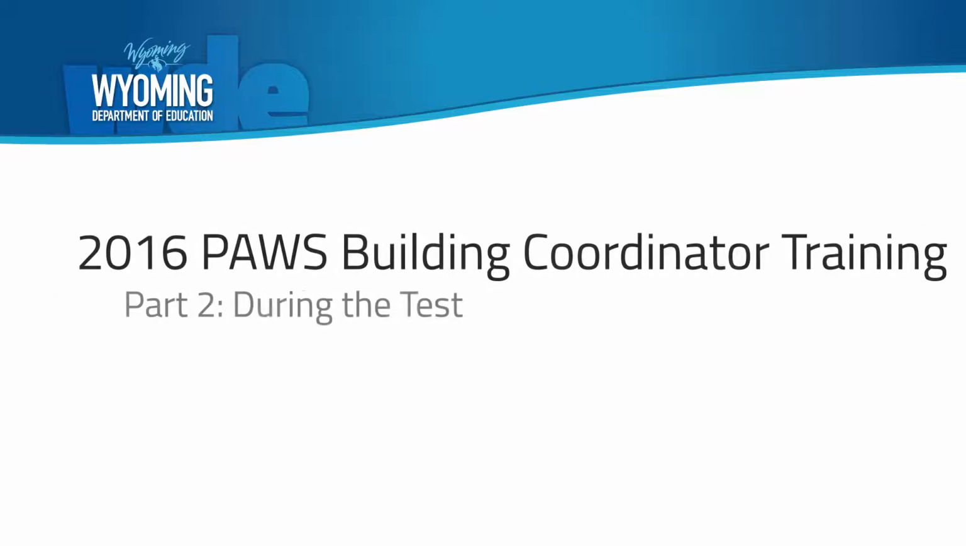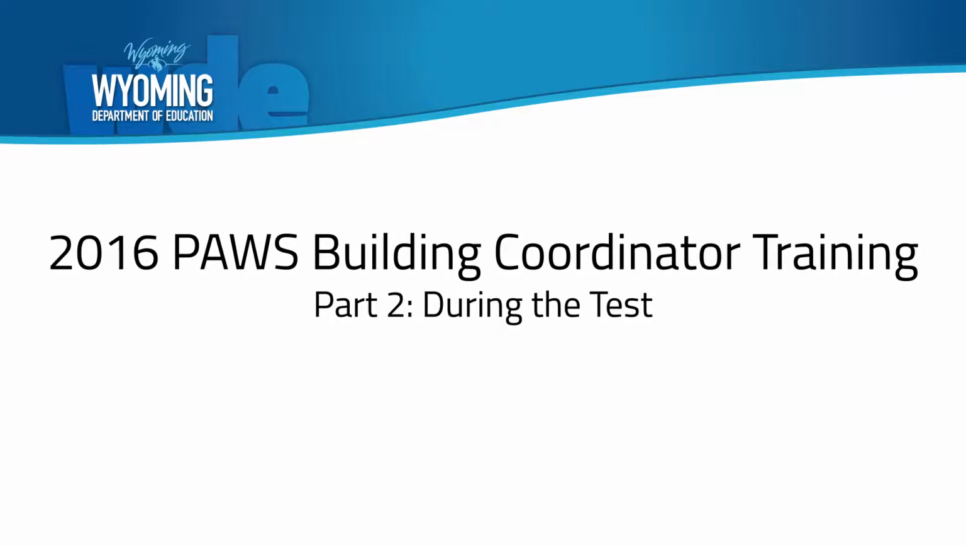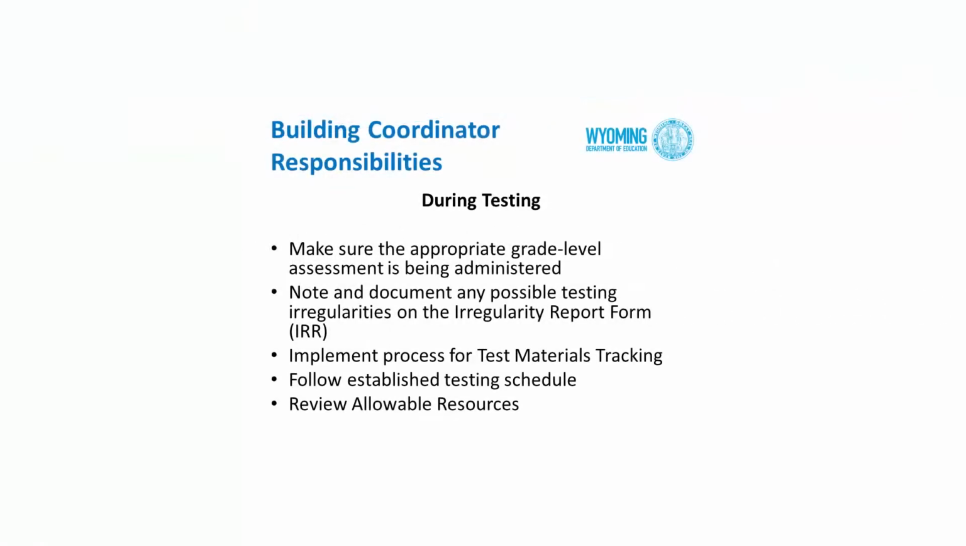But in the interest of time, let's get into the during testing. So, I do not ever want to understate how important this first bullet is, because it unfortunately has occurred, and when it escapes detection, it can be a bit of a problem for everyone involved, most especially the student who just sat through a test. So, you as building coordinators have to have the accountability in ensuring that the appropriate grade test that they are taking is their grade.